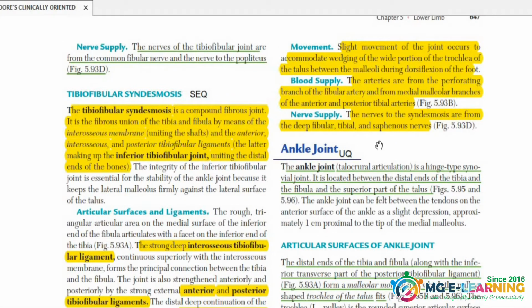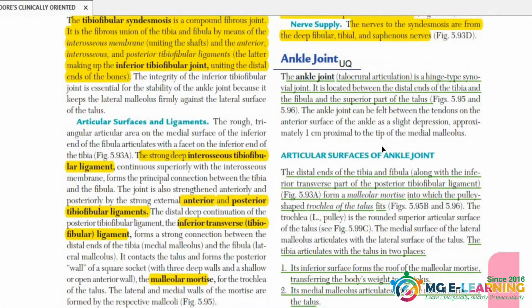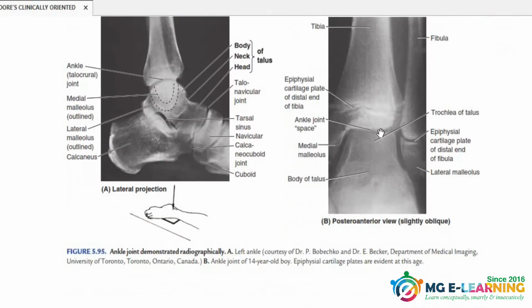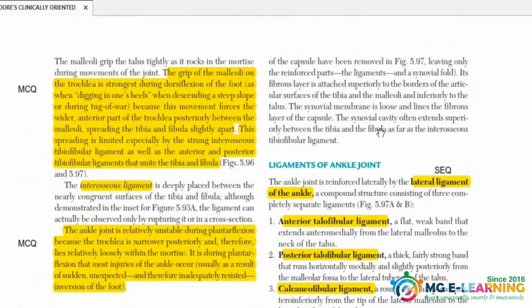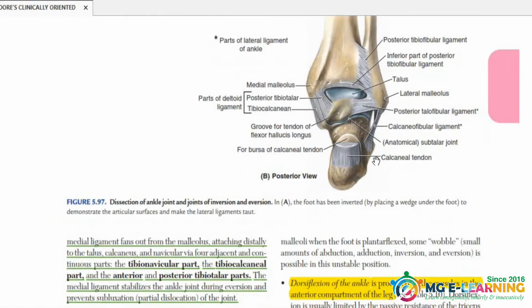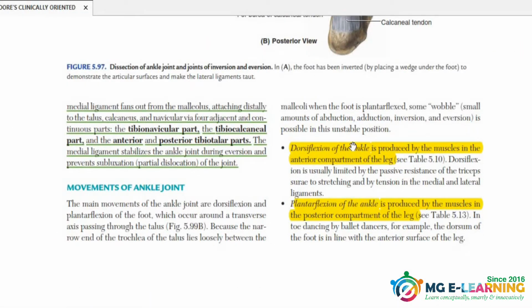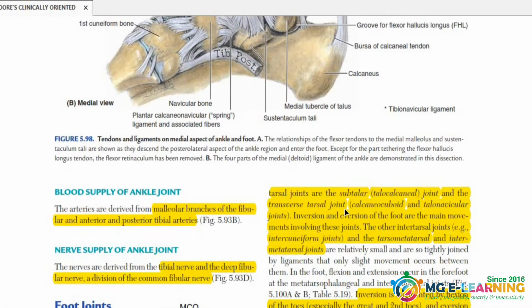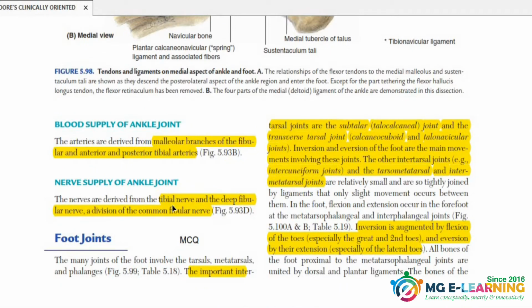Next one is the ankle joint. It is very important from the UQ point of view. Same is the case, you have to know the articular surfaces, this one. And here are some MCQs highlighted with yellow. You have to read them for conceptual understanding and for MCQs. Then here are the ligaments involved in the ankle joint, this one. Movement of the ankle joint, this one highlighted with yellow. Then blood supply and nerve supply.